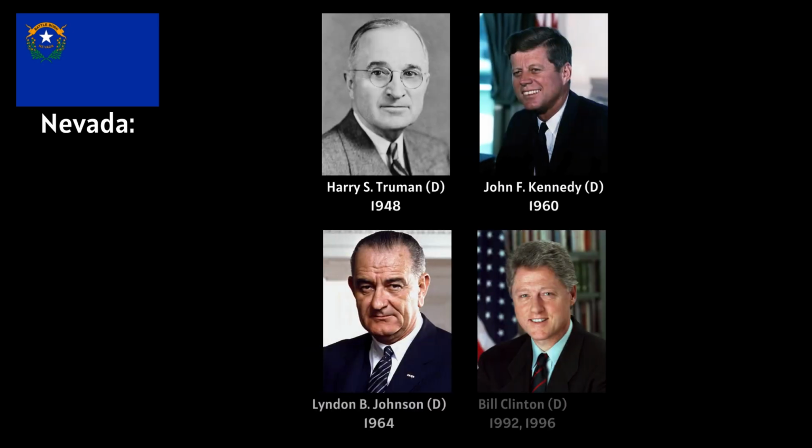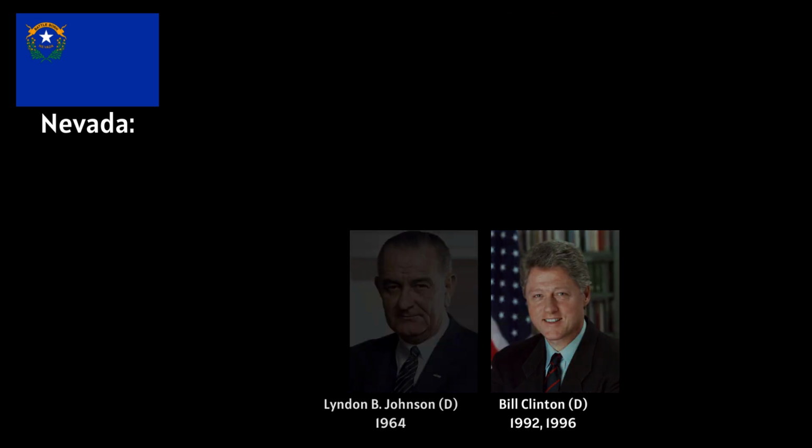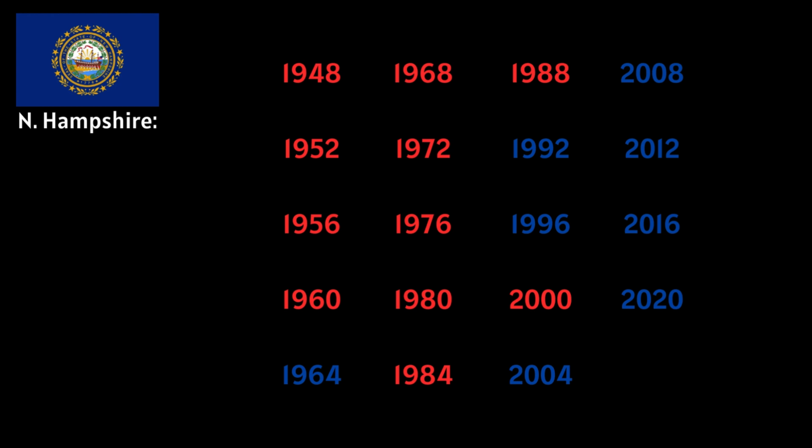The only Democrats Nevada had voted for before 2008 were Truman in 1948, Kennedy in 1960, Johnson in 1964, and Clinton in 1992 and 1996. Historically, New Hampshire is a majority Republican, having voted for 11 Republicans since 1948 compared to 7 Democrats.